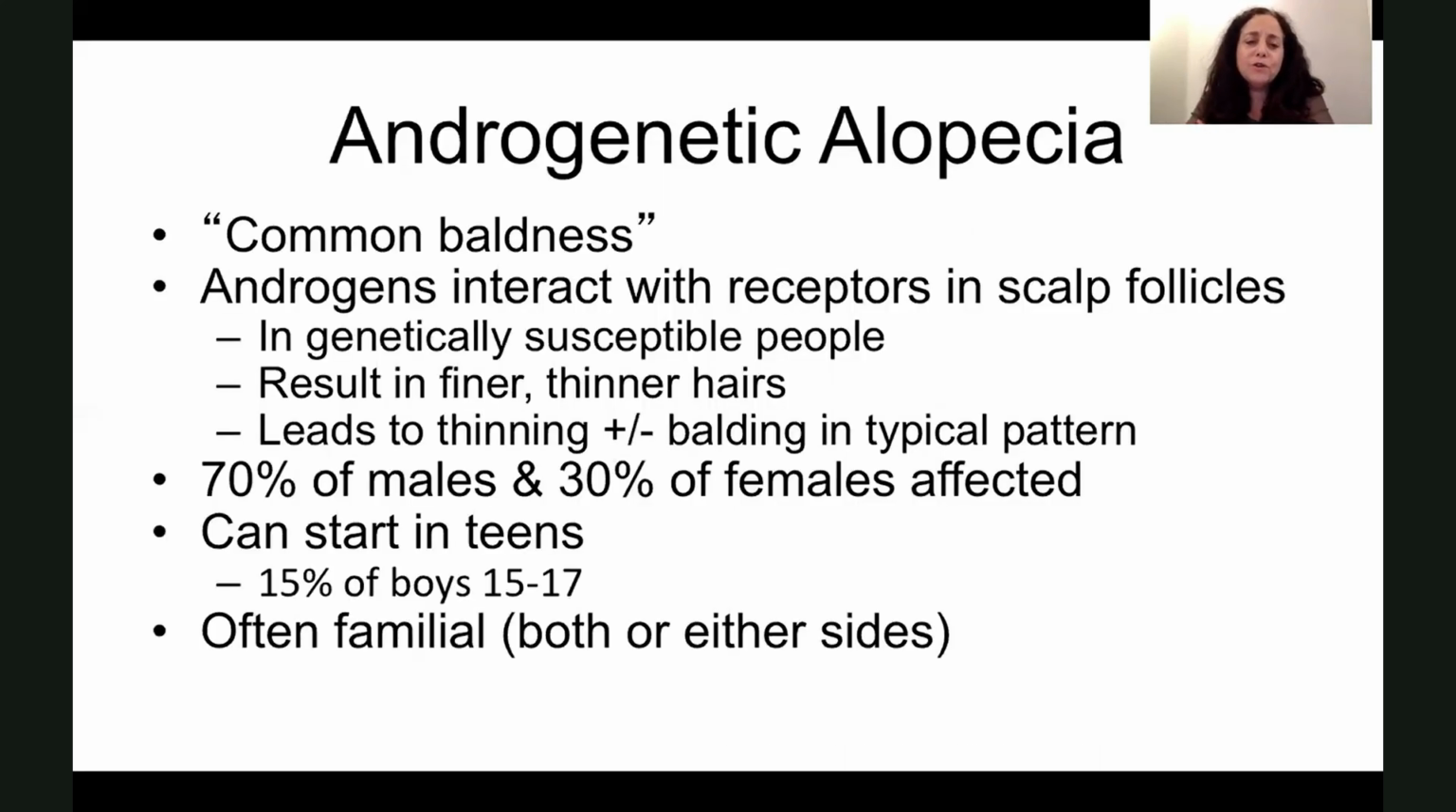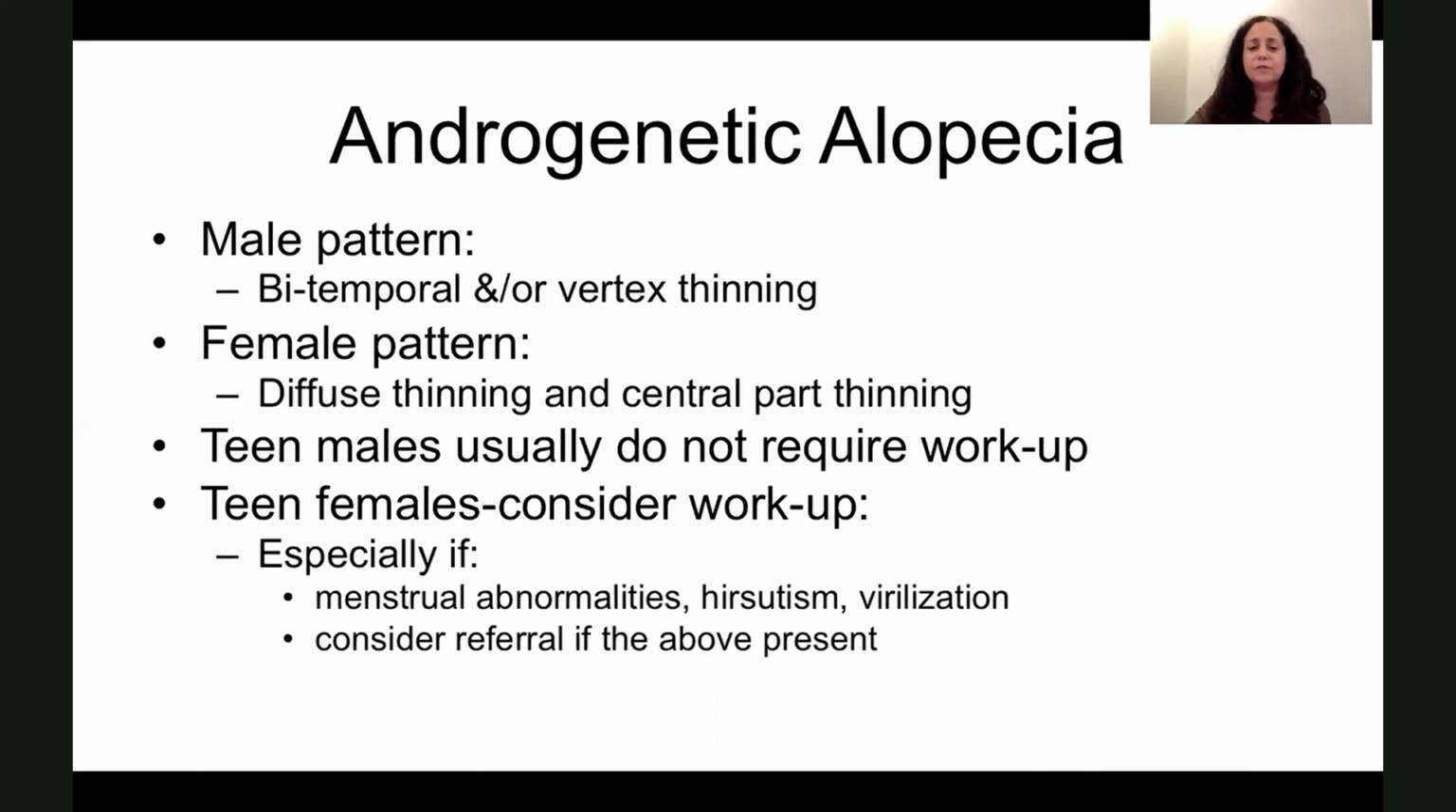Androgenetic alopecia, what is also known as common baldness, is caused by androgens interacting with receptors on the scalp follicles, and in genetically susceptible people, it results in thinner, finer hair. In the more severe cases, it can lead to partial or full balding as well. This is more common in males than females, and it certainly can start in the teens. One study showed that 15% of boys already had some evidence of this by the age of about 15 to 17. It can run in families or appear in a patient for the first time.